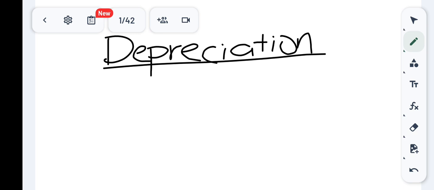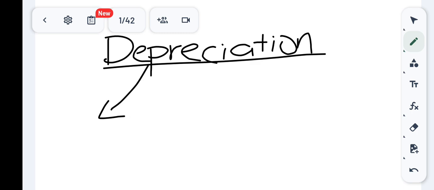Let's say for example, I buy a new phone at an amount of maybe 5,000. Then after maybe 5 years, I'm now selling that phone for an amount of 2,000. Can you see from 5,000 to 2,000 there is a decrease in value, and that decrease in value we call depreciation. In financial mathematics, we have two types of depreciation.